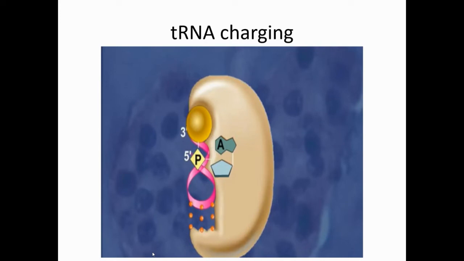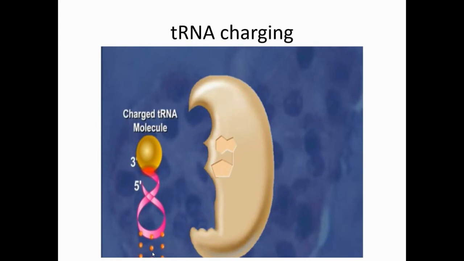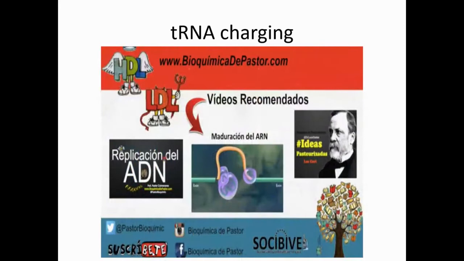The bond is broken between the amino acid and the AMP, and the AMP is released. At the same time, a covalent bond is formed between the amino acid and the 3' end of the tRNA, which is now called a charged tRNA molecule. The charged tRNA is then released from the enzyme and is now ready to be used in the process of translation on a ribosome.